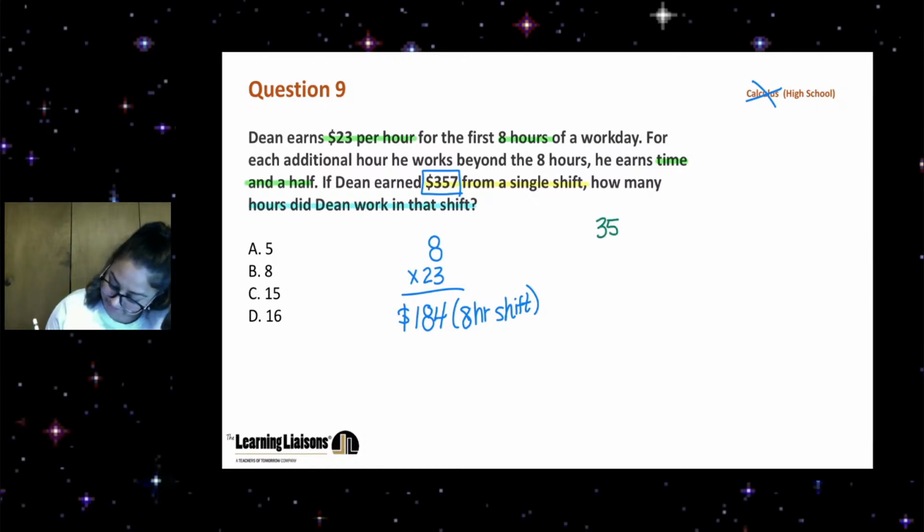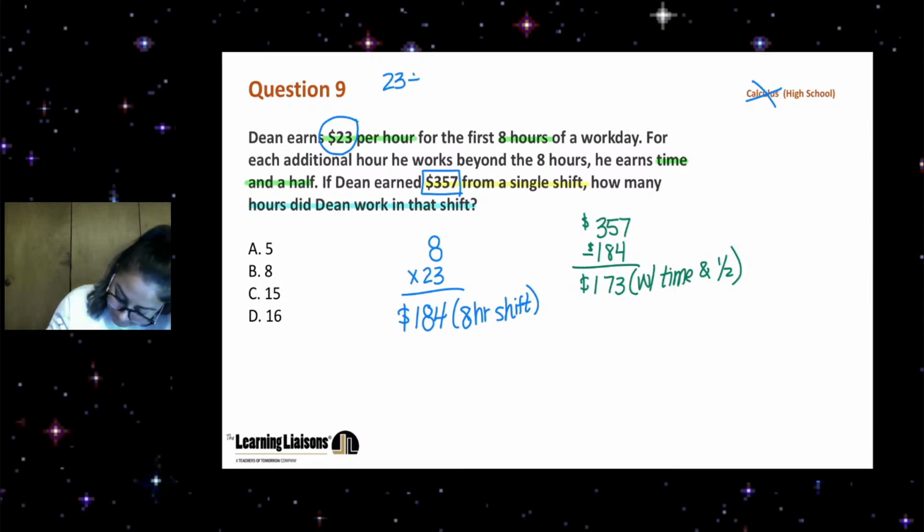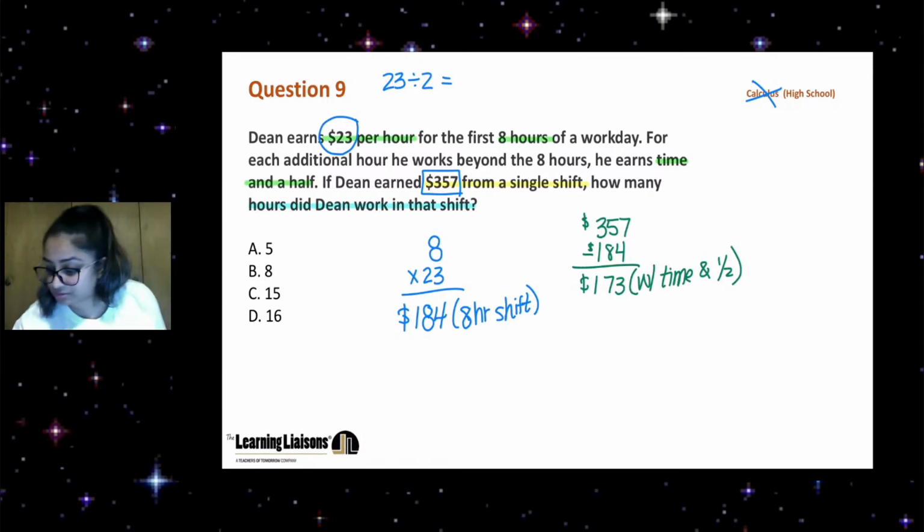So 357 minus the 184. When we subtract, we get $173. This is with time and a half. Well, we have to figure out what the time and a half is, right? So time and a half is what he gets and half more. Well, what is half of 23? I know this. Oh, I don't know this. 23 divided by 2. I'm sorry, guys. I've just failed you. 11.5.